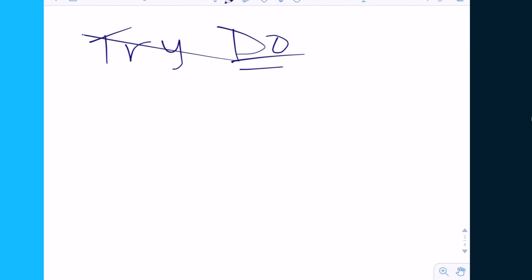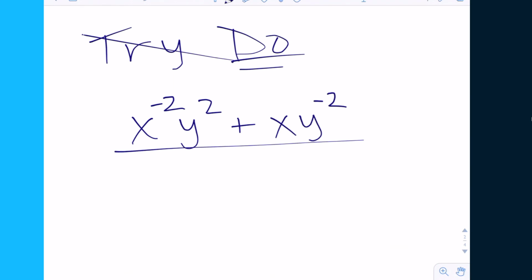Let me give you all one to try, okay? You try. I don't like the word try. I'm going to say do, right? Let's do this one. X to the negative 2 y squared plus x y to the negative second, all over x cubed y to the negative first plus x to the negative first y to the fourth.